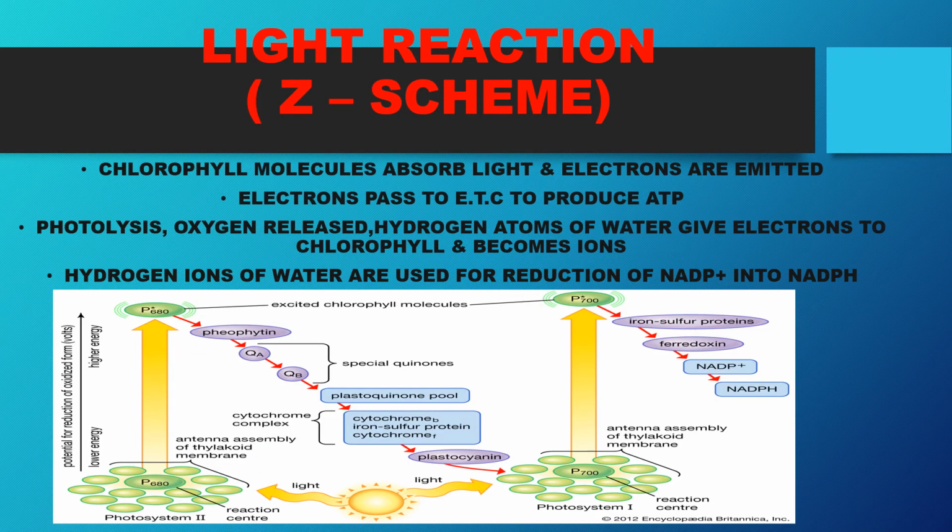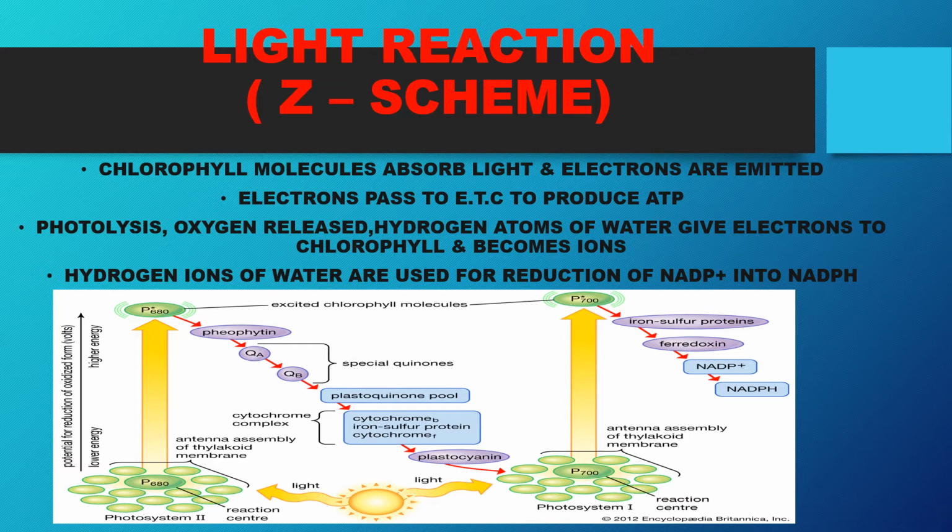Now we'll discuss light reaction, how light reaction takes place in detail. Here is a summary of light reaction. Number 1, chlorophyll molecules absorb light and electrons are emitted. These electrons pass through the electron transport chain to produce ATPs.